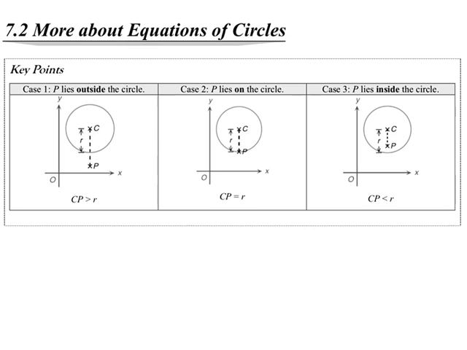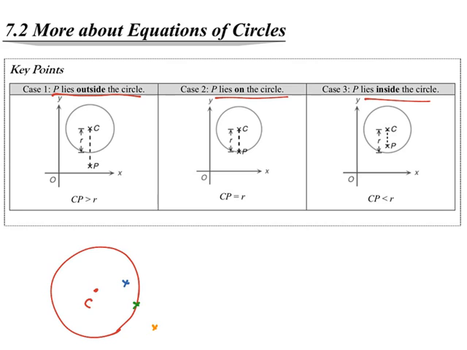Next, we'll talk more about the equation of a circle. For this section, we'll look at a point. This point will lie outside the circle, on the circle, or inside the circle, like this. If this is a circle, we have a center point. The point inside the circle is here, on the circle is here, and outside the circle is like this. So we'll talk about it one by one.